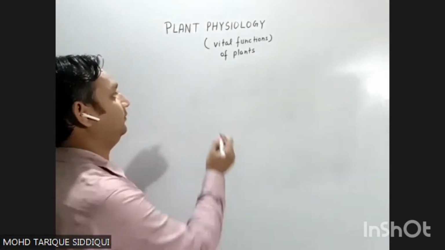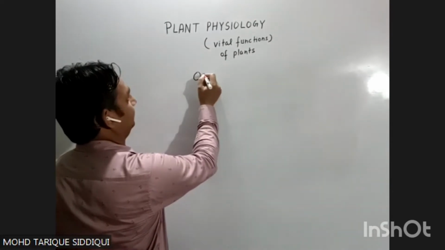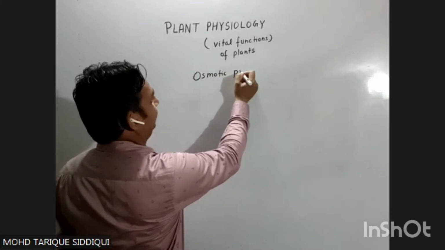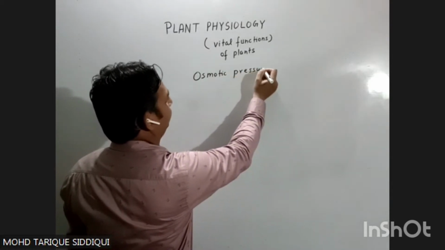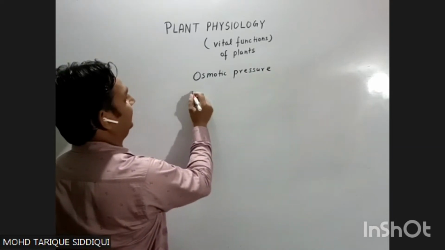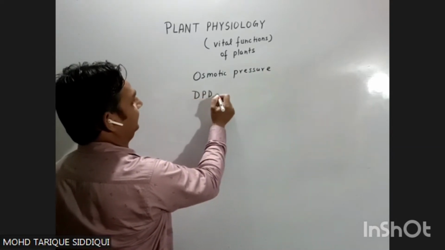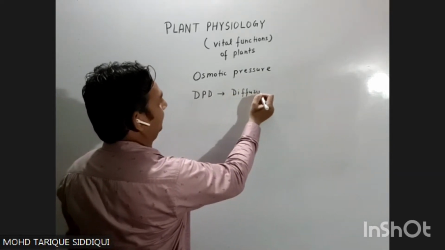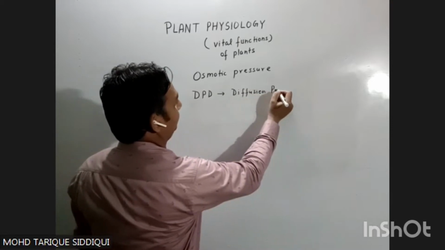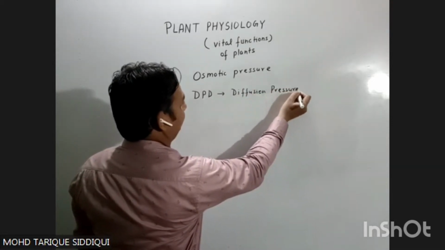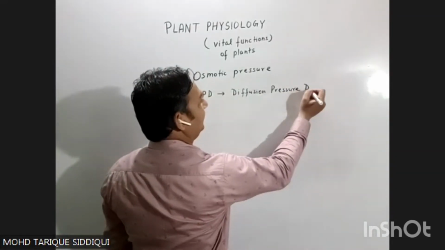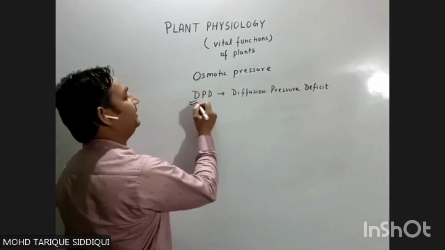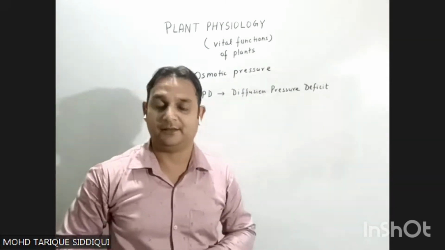That is, first thing we have osmotic pressure. Then we have DPD. Now, what is osmotic pressure? Then we talk about DPD. DPD is diffusion pressure deficit. You will get another definition of osmosis here on the basis of DPD, diffusion pressure deficit.